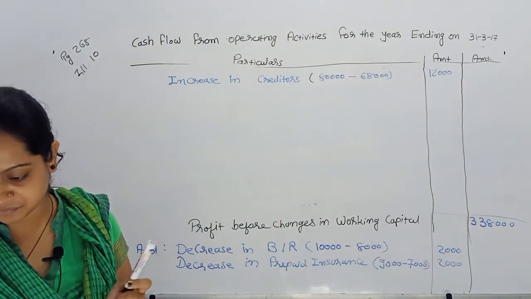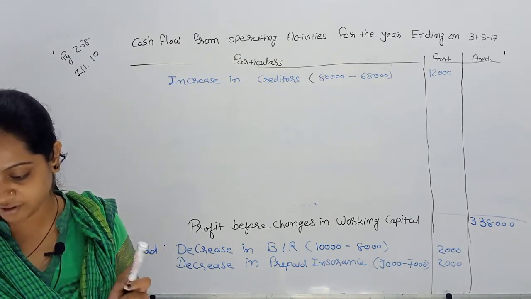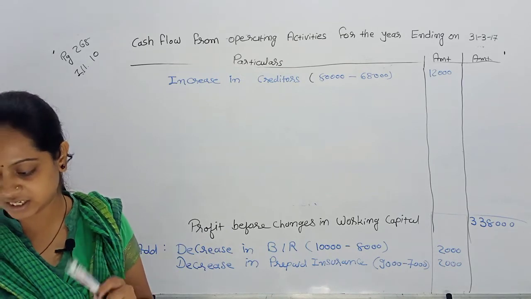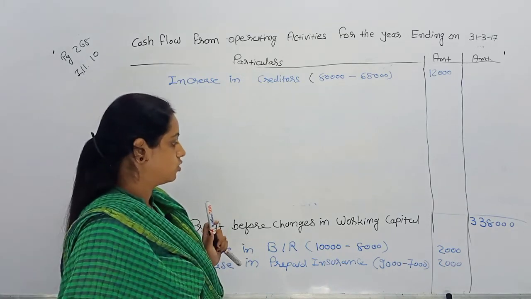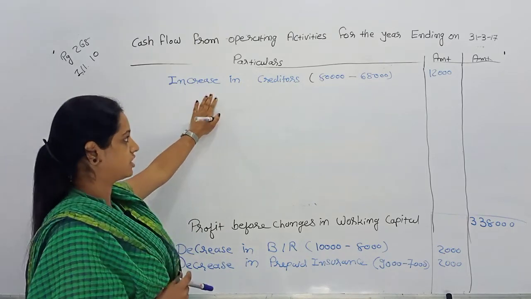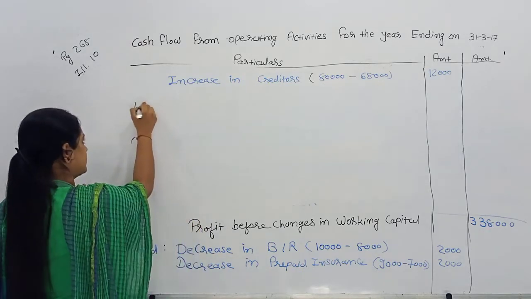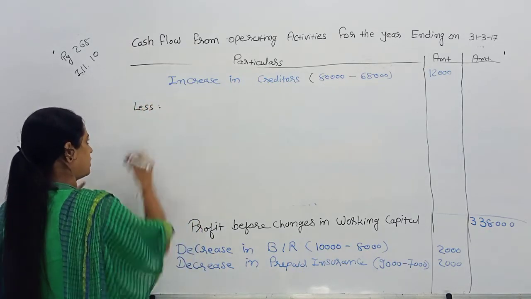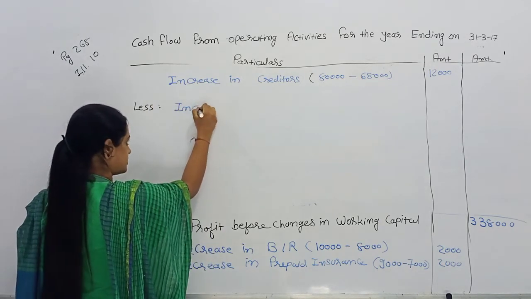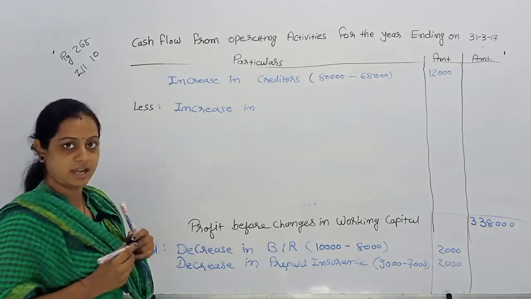Then comes bills payable, that has decreased, so we will not write here. Outstanding salary has also decreased, so we will not write. So only these three things will come, right? After this, you have to give one line space, and then you have to write less. What do you have to less? Increase in current assets and decrease in current liabilities.